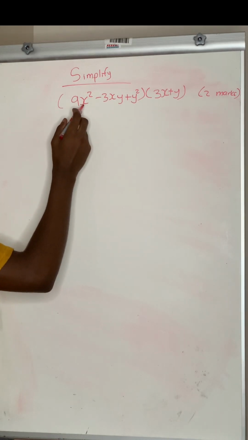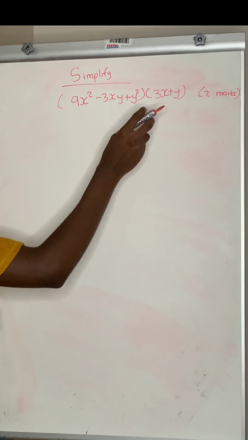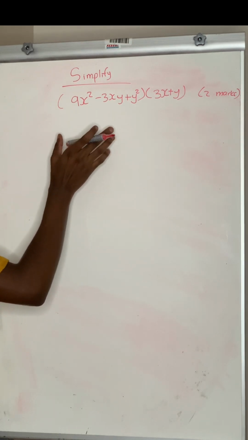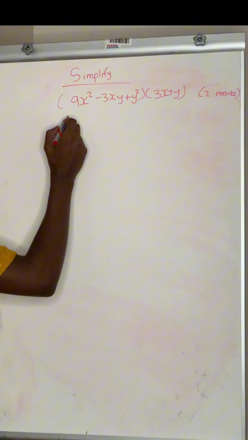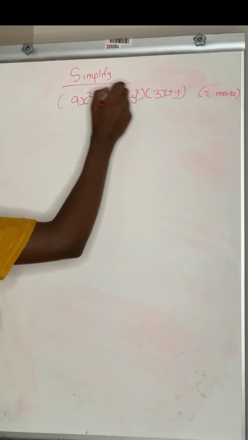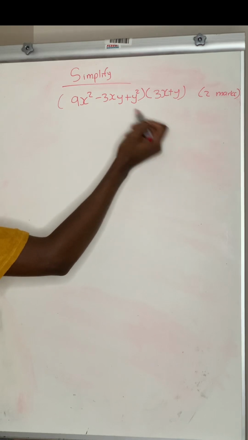So let's simplify (9x squared minus 3xy plus y squared) multiplied by (3x plus y) for 2 marks. So we're basically expanding all of this. What we're going to do is multiply this 3x with every term inside of this bracket and multiply this y with every term inside of this bracket.